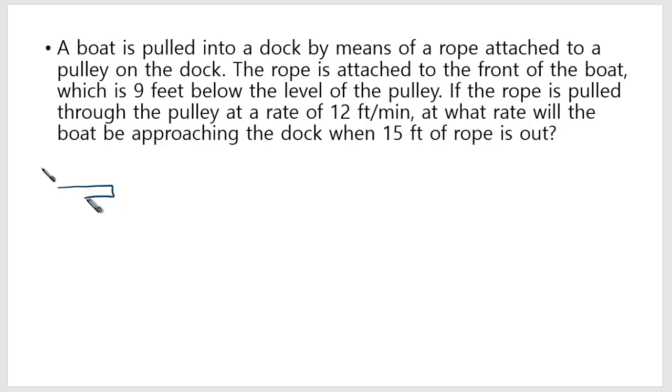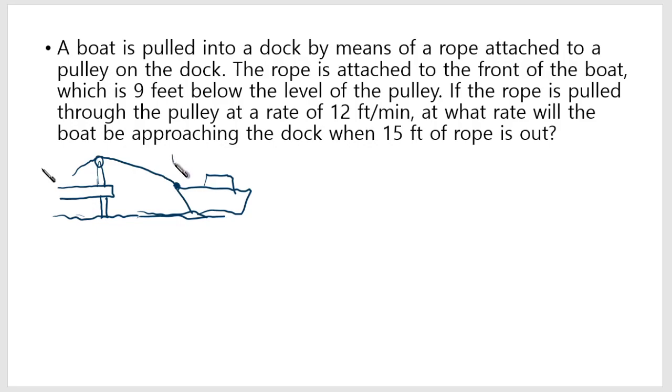To understand this problem, you should think about what the picture is. So here's the water, and above it there's the dock, and some feet away there's this boat approaching, and somebody's pulling the boat through a pulley. So there's a pulley here and there's a rope, and the rope is tied to the front of the boat. Additionally, what's given is that the front of the boat is 9 feet below the pulley. So this distance will be 9 feet.